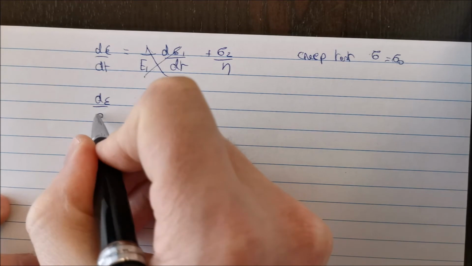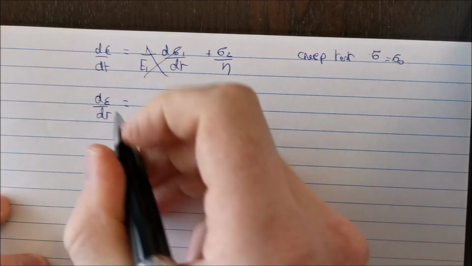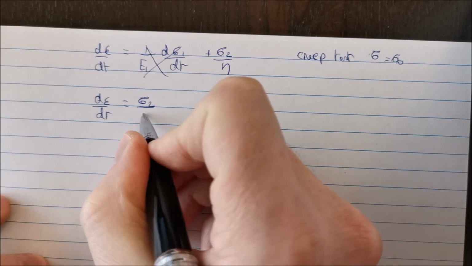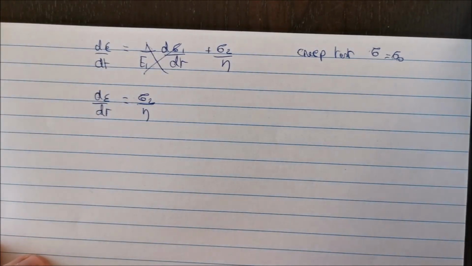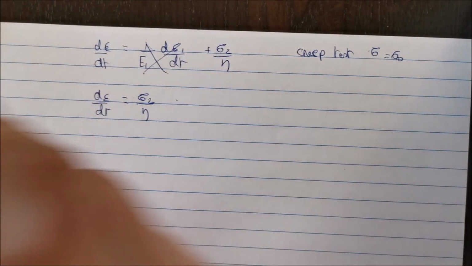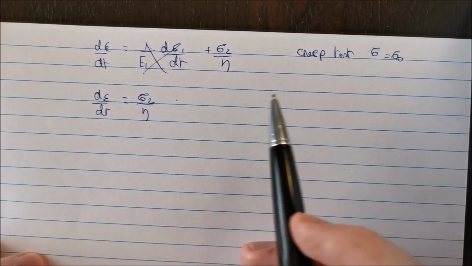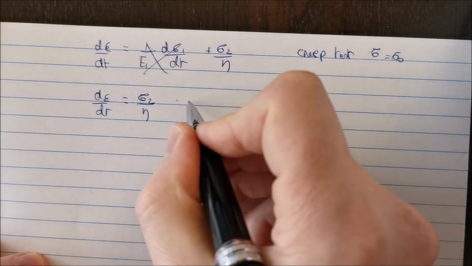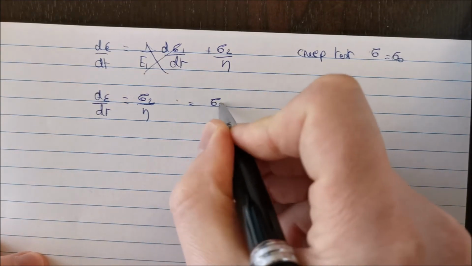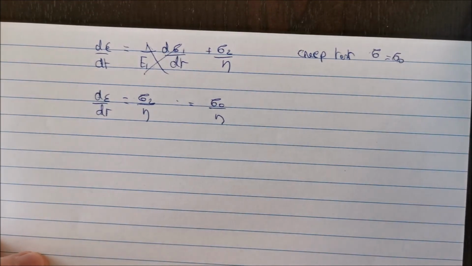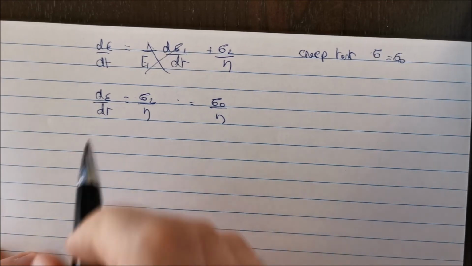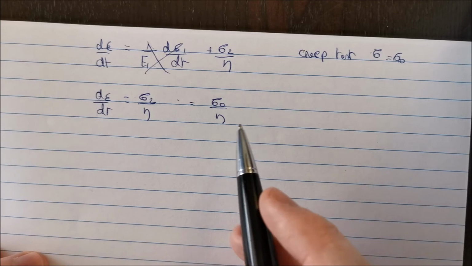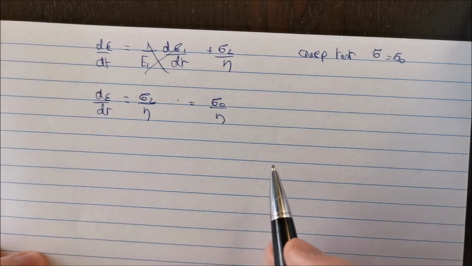So we can just write down that the derivative of the strain over time is equal to the stress on 2 divided by the viscosity. And we know that the stress on 1 is equal to the stress on 2, which is equal to the stress applied on the system. So we can write this as the derivative of the strain over time is equal to the stress divided by the viscosity of the dashpot.